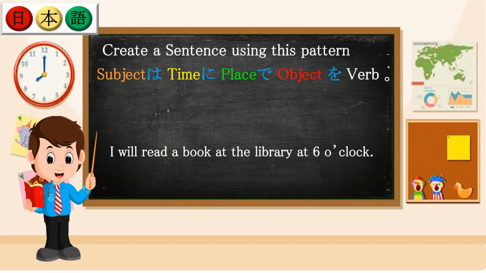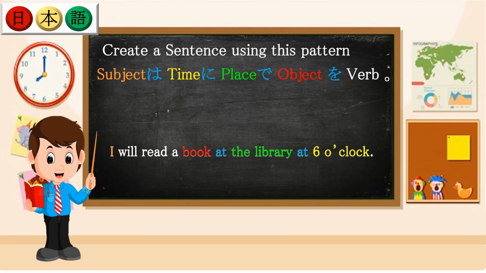Now, let's use this pattern and translate the sample sentence below. In translating a sentence, the first thing we need to do is to know the subject, time, place, object, and the verb in our sample sentence. So we have I for our subject, will read as our verb, book as our object, library as the place of action, and for our time we have 6 o'clock.